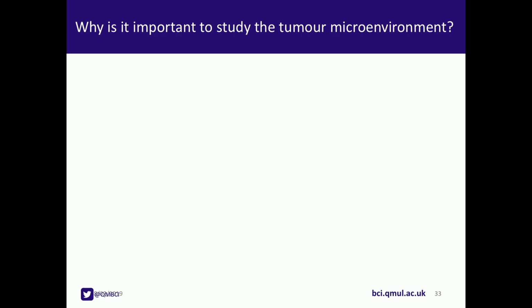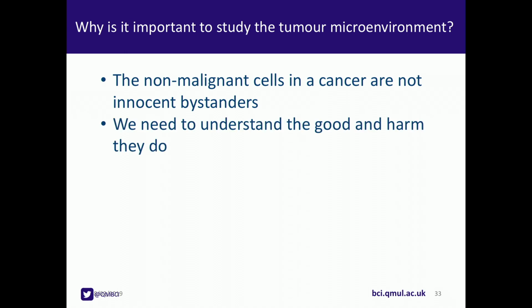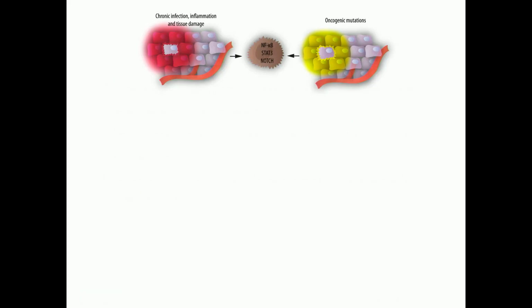So, I've told you a little bit about the tumor microenvironment. Why is it important to study it? Well, these non-malignant cells in a cancer, they're not innocent bystanders. We need to understand the good and the harm that they do. And many new cancer treatments are based on tumor microenvironment research. So I'm just going to summarize and show you how the treatments develop. Don't worry about the technical terms here. It's a lovely diagram done by one of my recent PhD students.